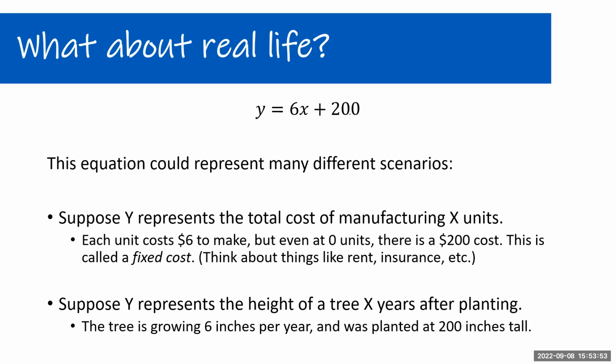On the other hand, you could also think about this. There are a million scenarios we could come up with here. We could also say that maybe y is representing the height of a tree x years after planting. So that's going to mean maybe it's growing 6 inches per year, but it started at 200 inches tall. So when x was 0, when the years were 0, it was 200 inches tall.